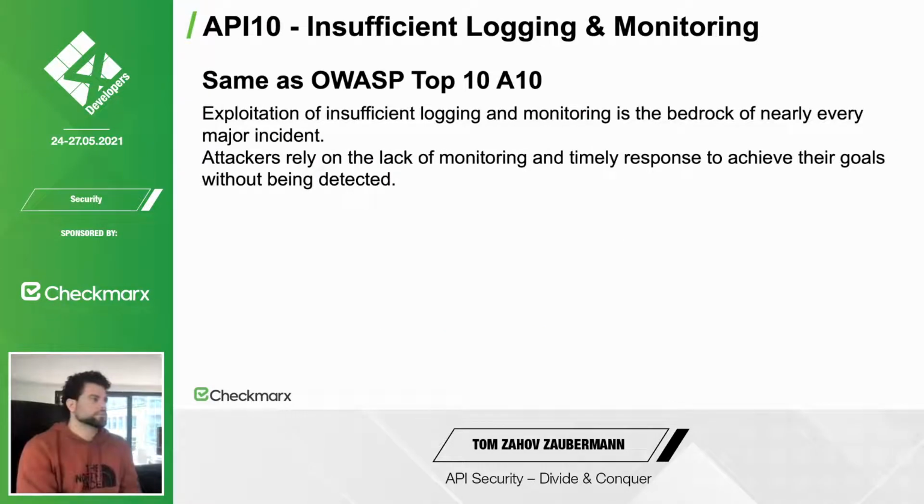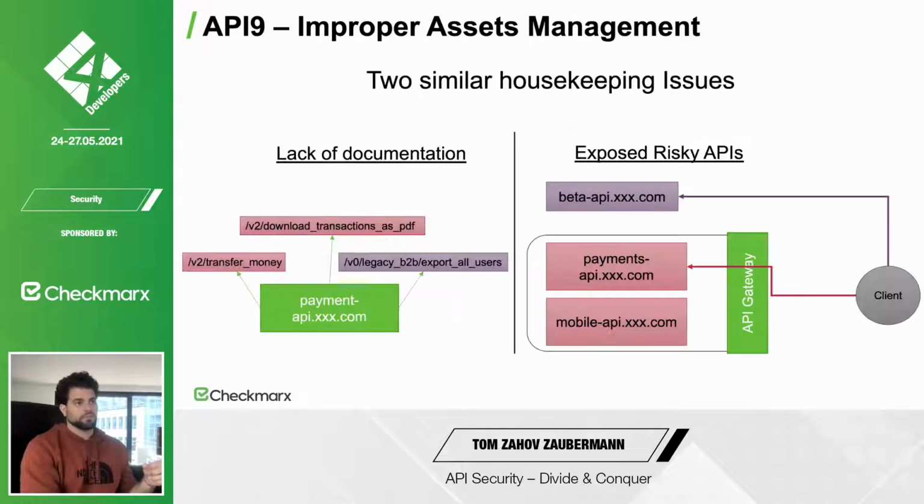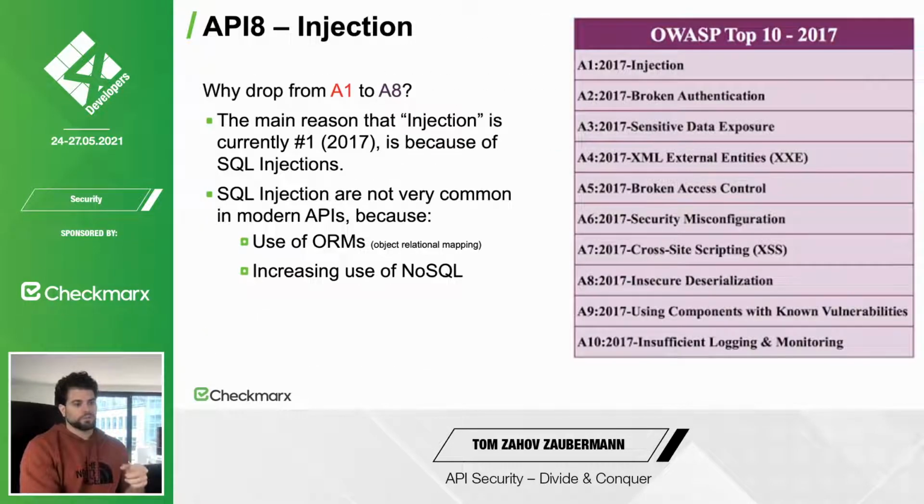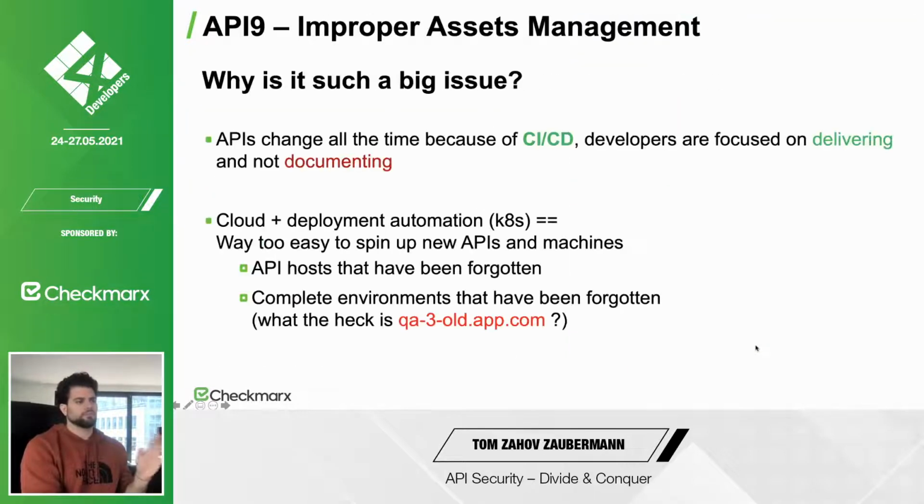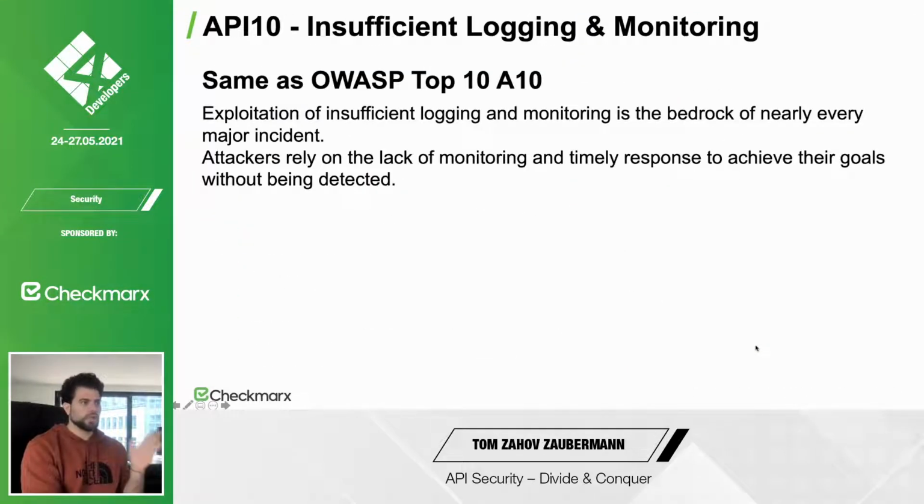We are good in time. Insufficient logging and monitoring. This one is API 10. It's number 10, and by the way, if you remember, it's also number 10 in the top 10 as well. You can see here, top 10, insufficient logging and monitoring. And I think it will stay there forever because we still don't do any logs.